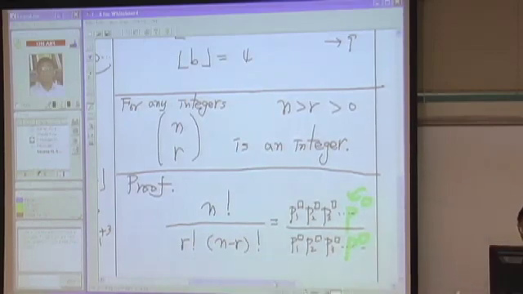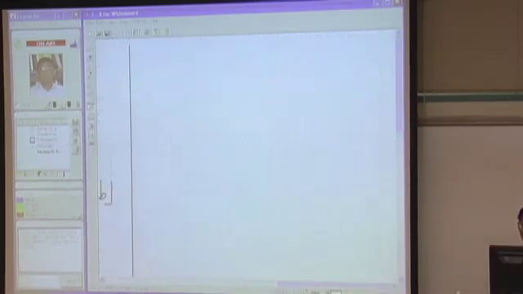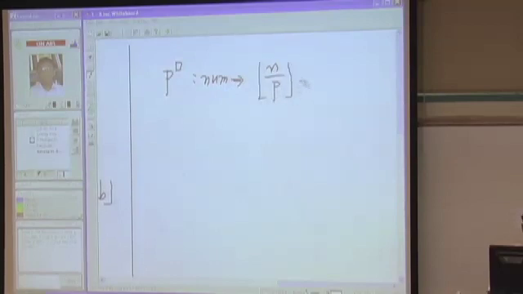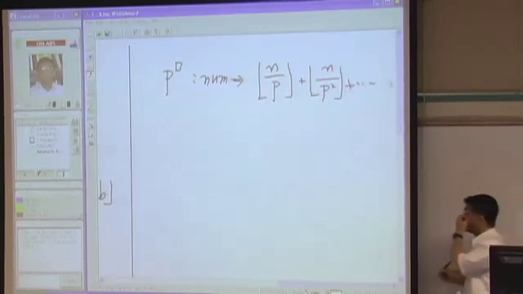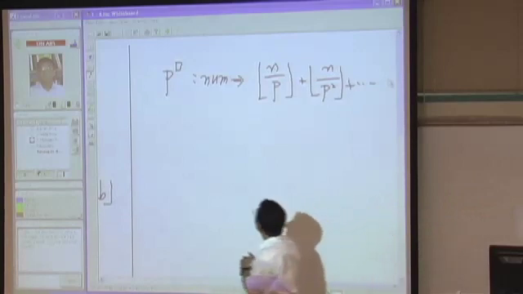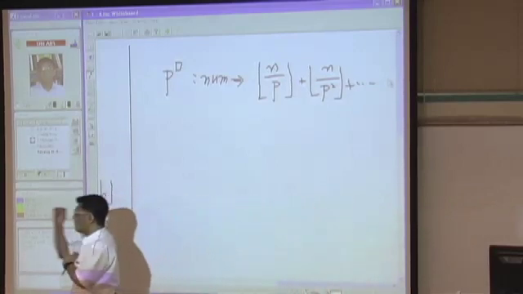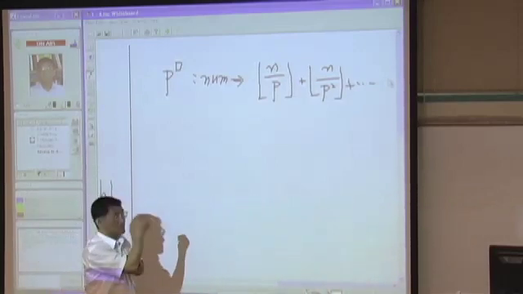So if we focus on generic p to the power of something, in the numerator is the floor of n over p, right? And then n over p squared, and so on. So this is the floor function, right? This is the power of p in the numerator.